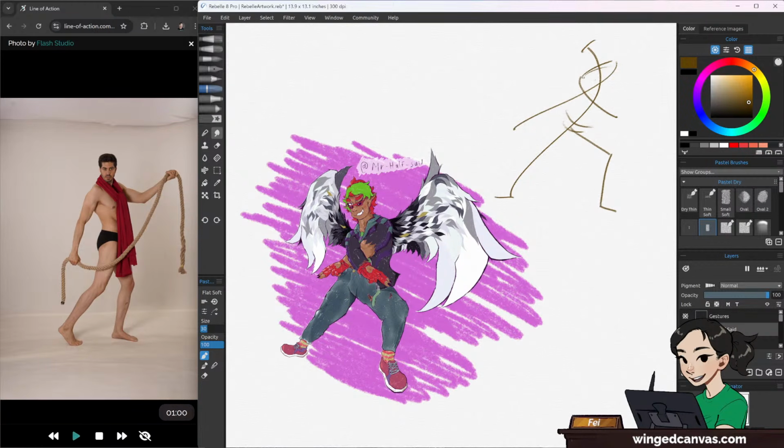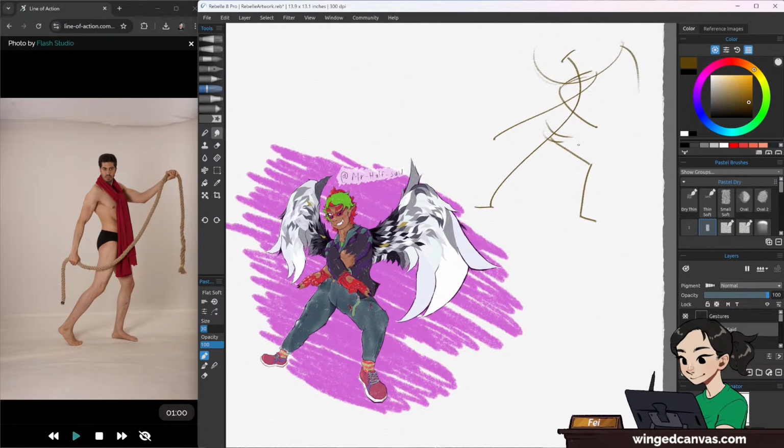And then if you've got wings, you can draw in the rhythm of the wings, right? So this drawing is actually not a gesture, but what I tried to do is show you how I would draw a gesture, how I would turn this pose into a gesture.